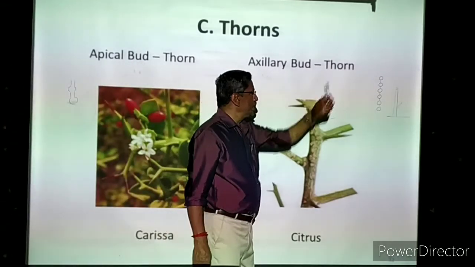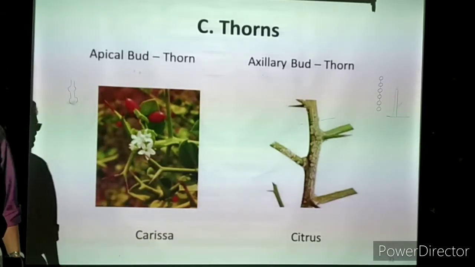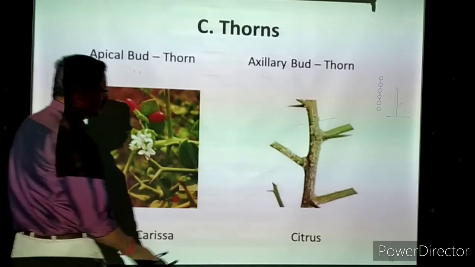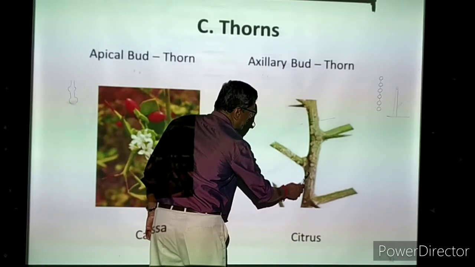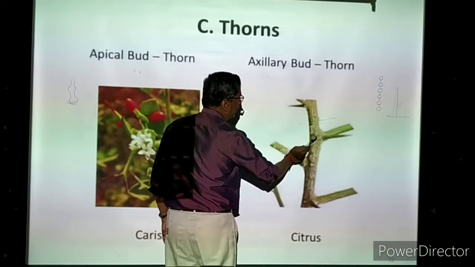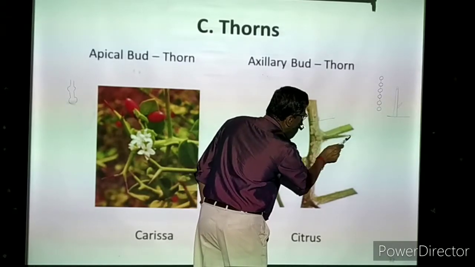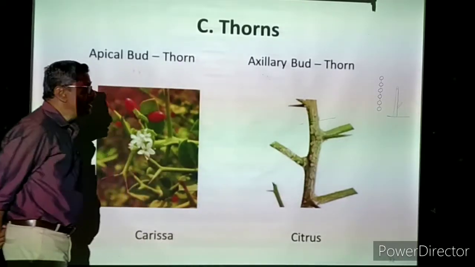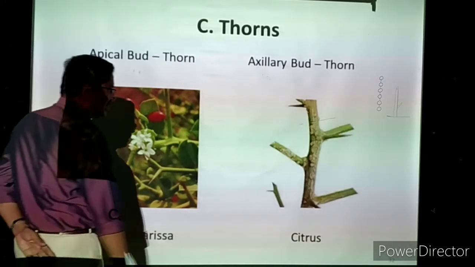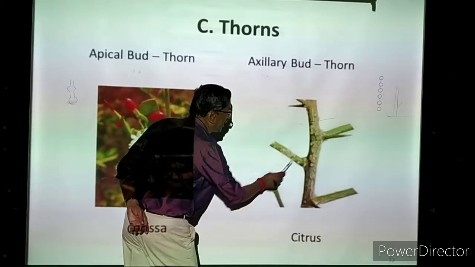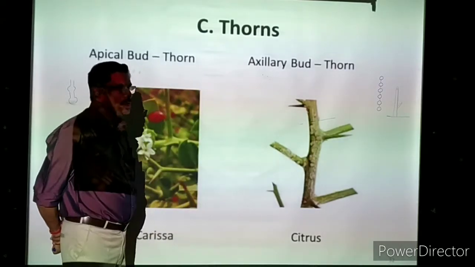Axillary buds are developing into thorns in another plant, citrus. Citrus means the lemon plant, orange plant, and so on. Now this is the main stem. Over the main stem, nodes are there, branches, everything. Now this is one branch. Here also one branch. But at the base of the branch you can see one thorn. In the axil of the branch, in the axil of the leaf also, some thorns will be present. They are axillary in position, so they are called axillary buds developing into thorns.